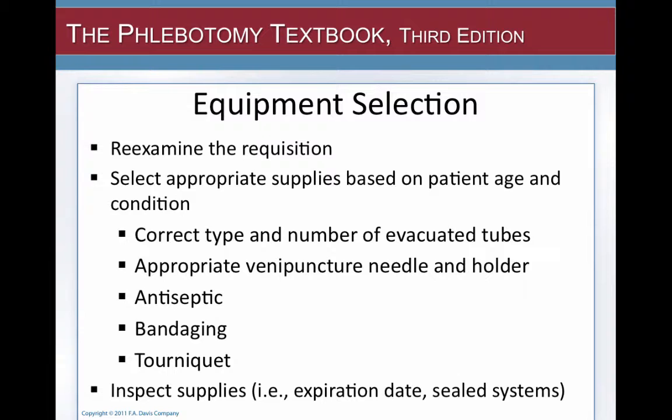You want to make sure that you have the correct type and number of evacuated tubes, meaning the right color, that you have the appropriate venipuncture needle and holder, and that they have a safety device on them, that you have your antiseptic, which is usually an alcohol swab, that you have your bandaging ready, and your tourniquet all ready to go before you start the venipuncture procedure.